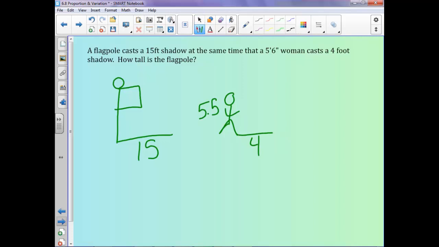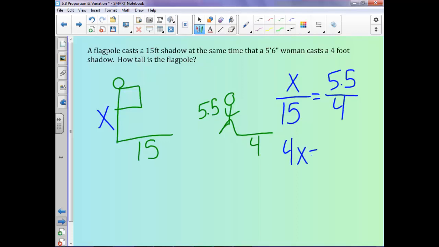That means here's our variable. That's what we don't know. And so, we've got the height of our flagpole and its shadow is going to be the same rate as the height of our person with her shadow. So our x is 20.63 feet.